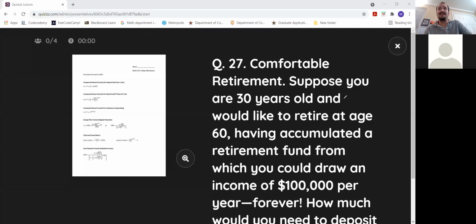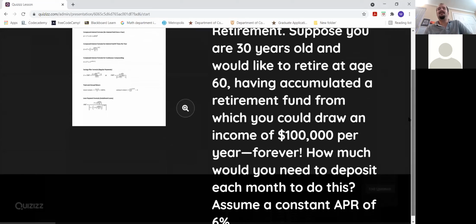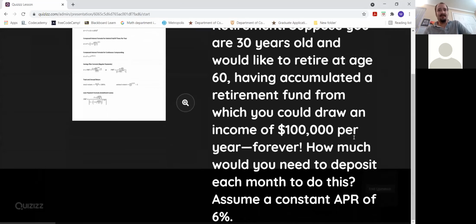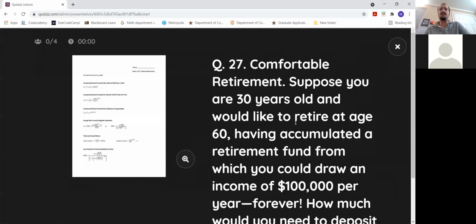So they did something like this in the notes. This one is a little bit tricky. It is a homework problem, so I think they're allowed to be a little bit trickier. We want to have this as our income. We have an account that gives us 6% interest each year.